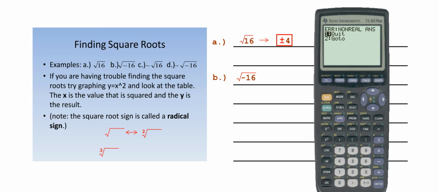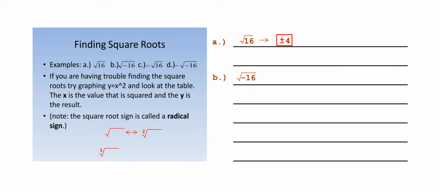Hey, what happened? Did I do this wrong? No, look at the top. It says error, not a real answer. So in other words, we can't take the square root of a negative number. Hence the reason why in the previous problem for A, we got plus or minus. Because we won't be able to get a negative 16. We only get a plus or minus. Keep in mind from the previous view that we had.